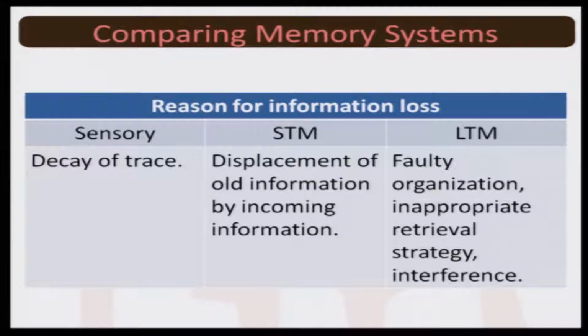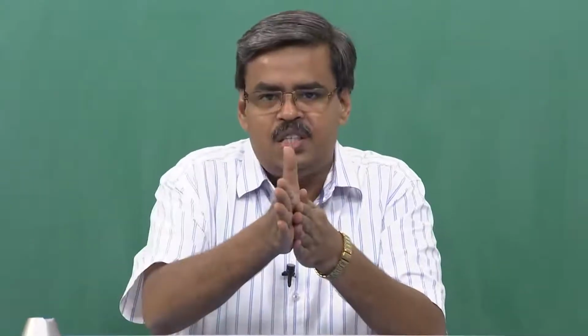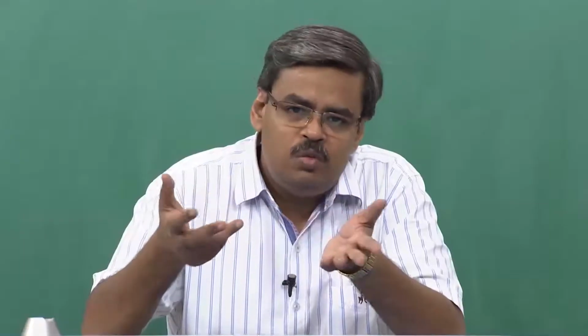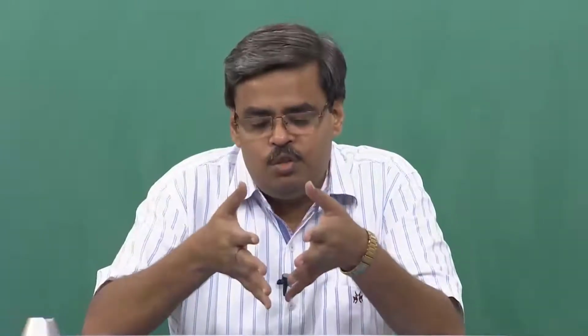So, if two pieces of information compete against each other to be recollected, this could lead to interference. Say you have given the file name memory and you search by file name emotion, you will not get the information. So, an inappropriate retrieval strategy is being used. Or, because the information is stored in an organized order, if you go for a random search, you are not able to retrieve the information. So, these could be the possible reasons of loss of information from long term storage.